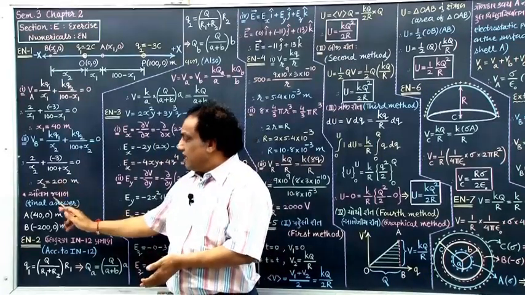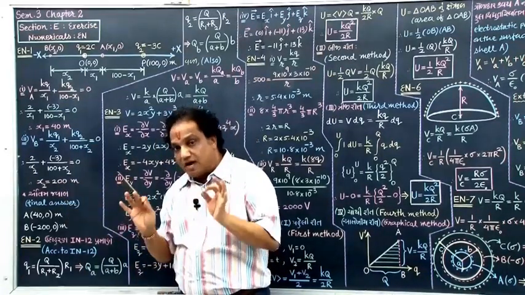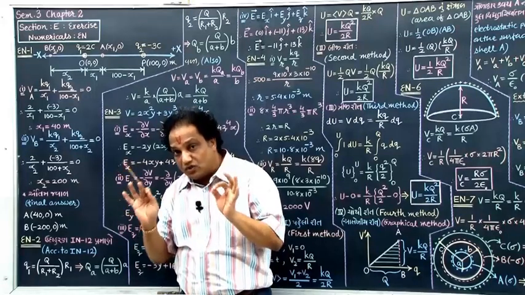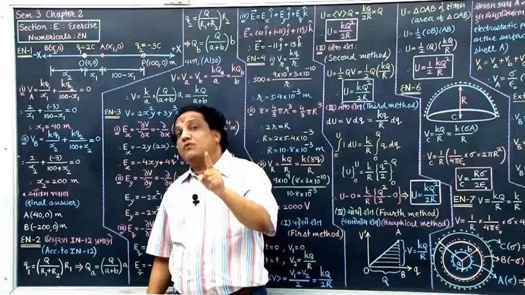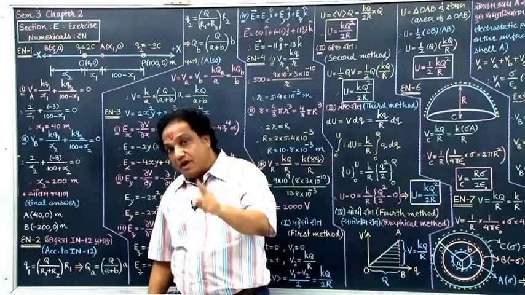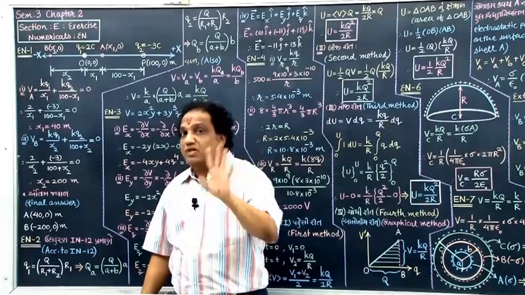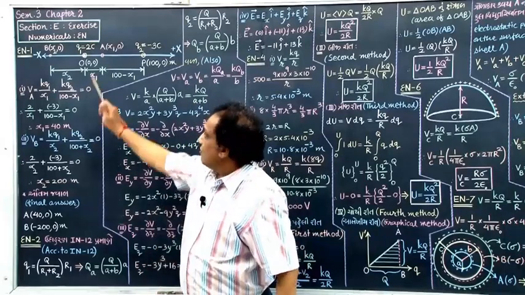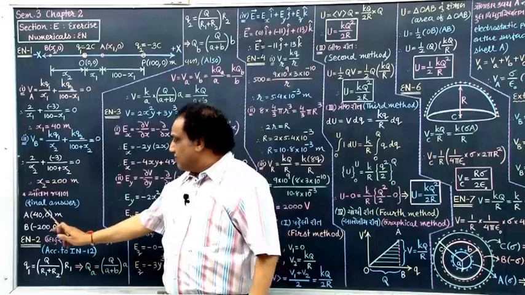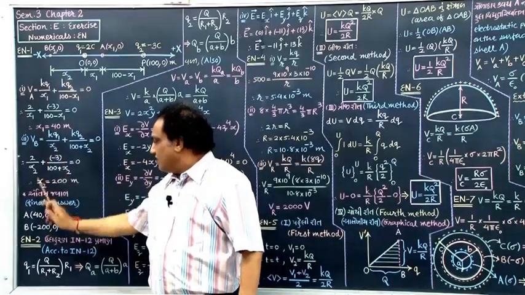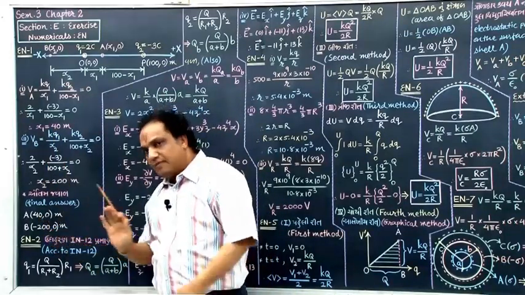But now we should express our final answer by locating the positions of those 2 points. How can you locate any point? How can you find out its position? By its coordinates. So we must specify the coordinates. For point A, which were the coordinates? x1, 0. x1 came out to be 40 meter, so 40 meter, 0.